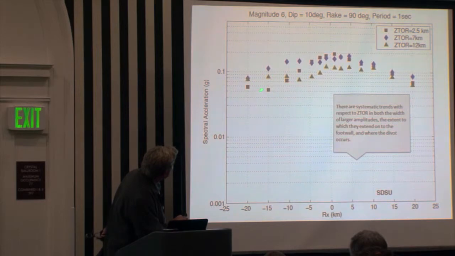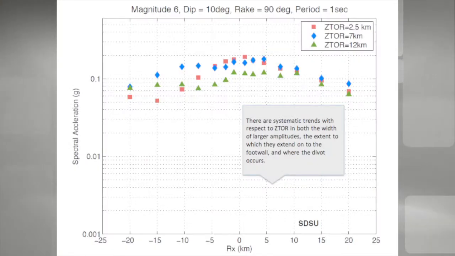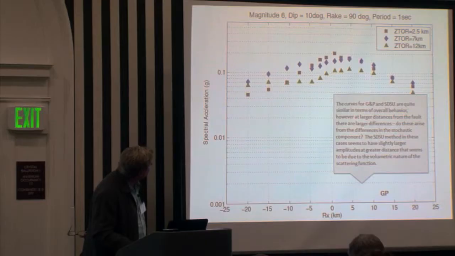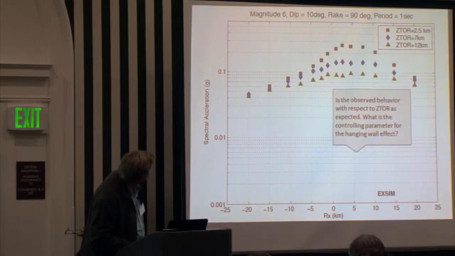So for the shallowest Z-Tor, you have really a single peak that's coming up, and then as you go to 7 and 12 kilometers, this dip and where the peak on the footwall occurs moves out away from the surface projection of the dipping fault. So these are some very interesting features that have not been observed before, and we need to understand them to motivate the discussion.